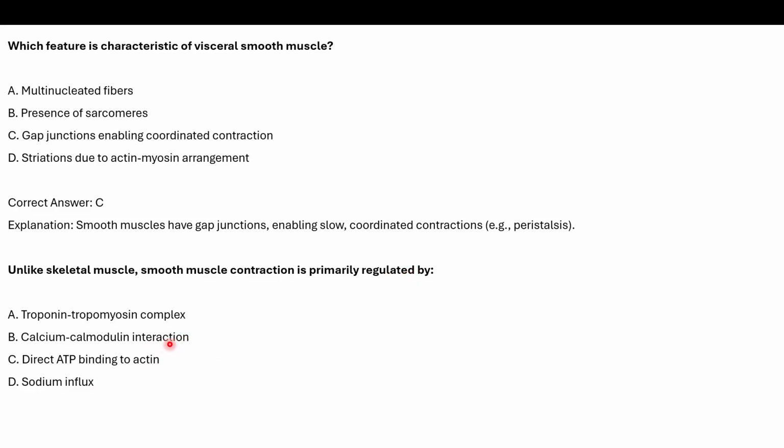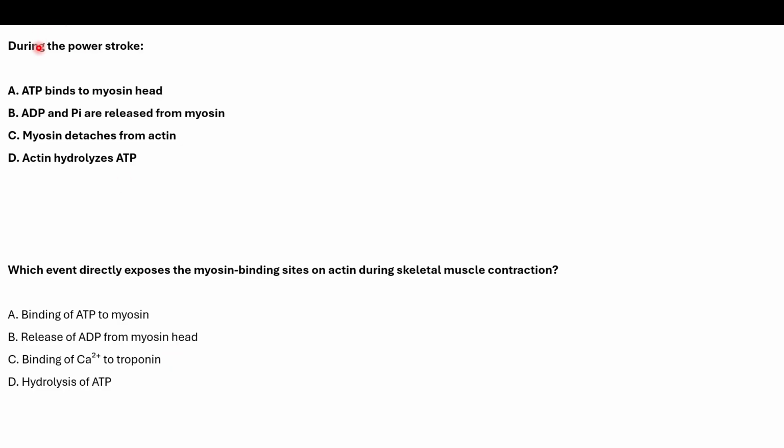the calcium calmodulin interaction. Smooth muscles actually lack troponin, so calcium binds calmodulin and hence activates the myosin light chain kinase or MLCK pathway, and hence the contraction is brought about by calcium calmodulin interaction. Now, when we talk about the sliding filament theory, during the power stroke, ATP binds to the myosin head, ADP and inorganic phosphate are released. ADP and inorganic phosphate are released from myosin, myosin detaches from actin, and myosin hydrolyzes ATP.